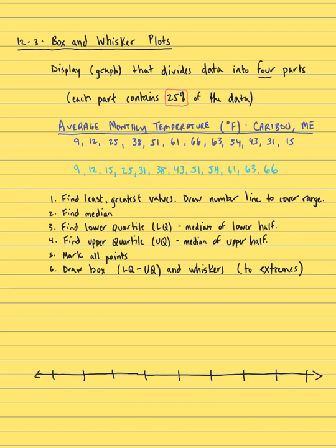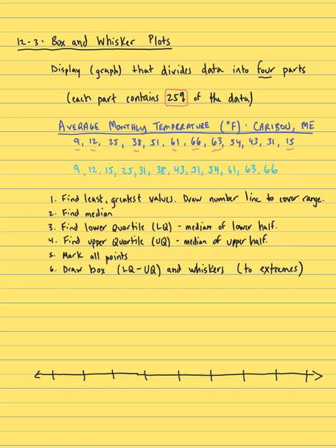I've got these numbers in dark blue. These are the average monthly temperatures in degrees Fahrenheit from a city, Caribou, in Maine. And they go by month. In January, the average monthly temperature is 9, February is 12, April is 38. You can see June, July, August, we're in the 60s, and then way back over here at 15 for December. So we have 12 pieces of data.